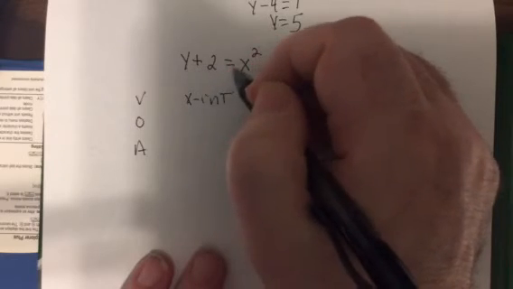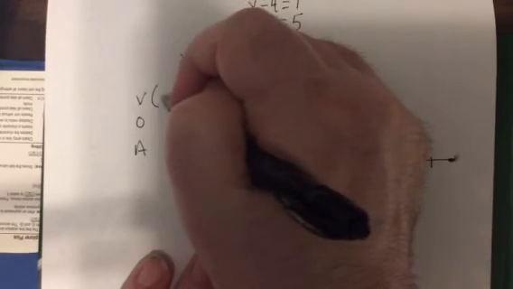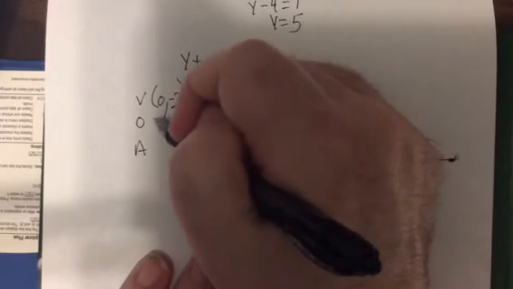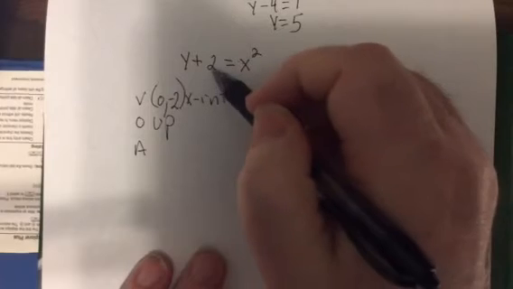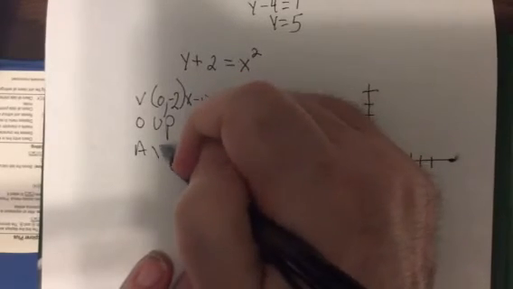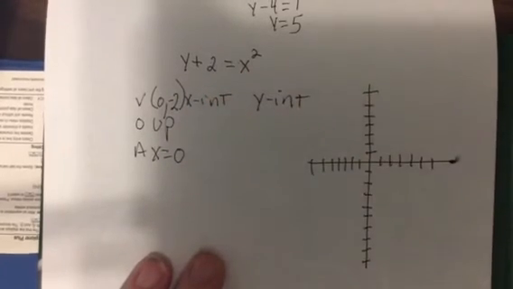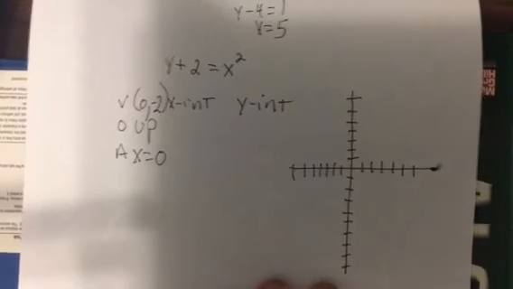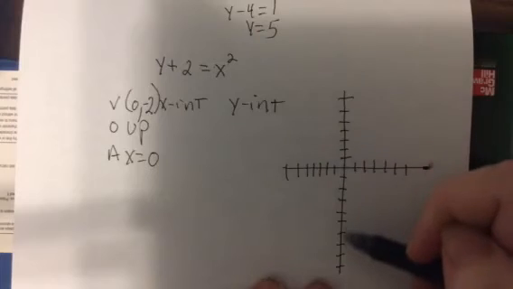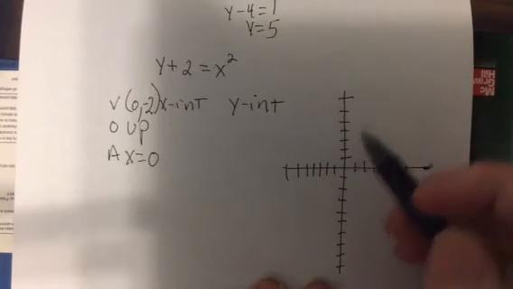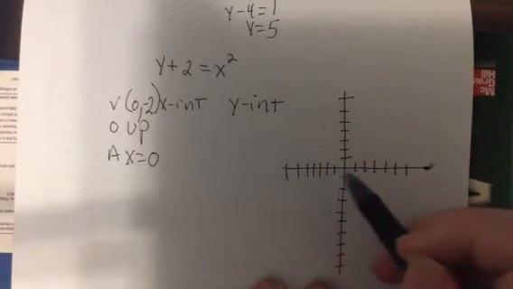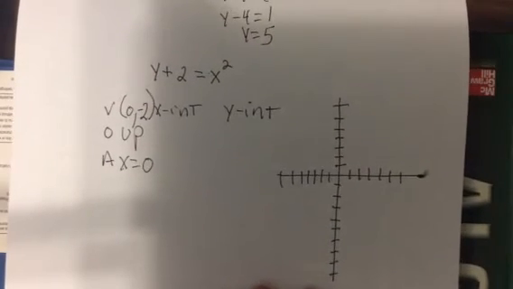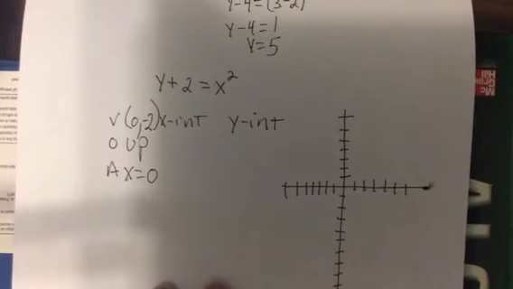So y plus 2 equals x squared. So it'd be 0, negative 2. It opens up. The axis is x equals 0. Now what's another name for x equals 0? What line is that? Well, it's the y-axis. X equals 0. So if I say y equals 0, that's the x-axis. I've seen that on college entrance tests before, or ACT, SAT, whatever you call those tests.